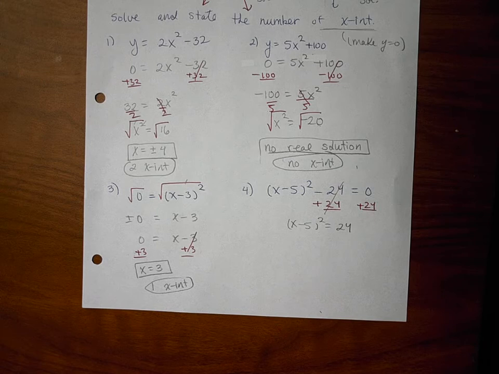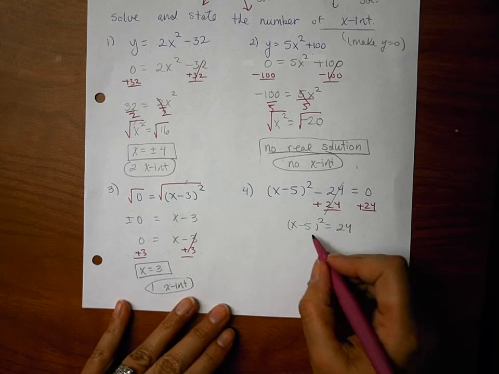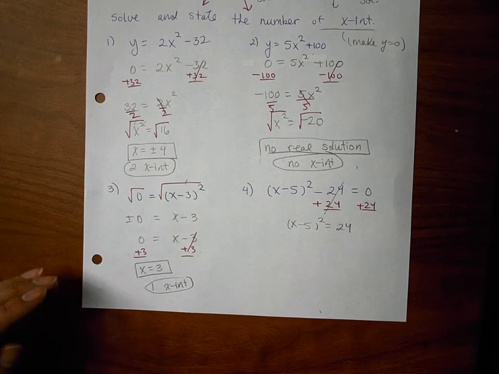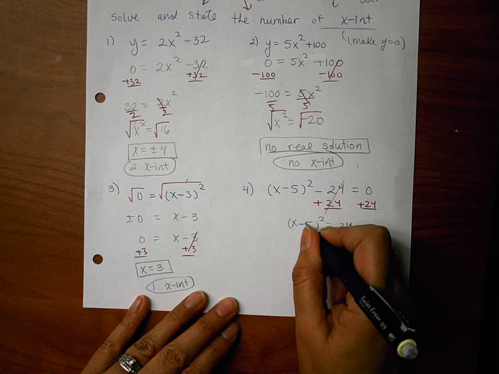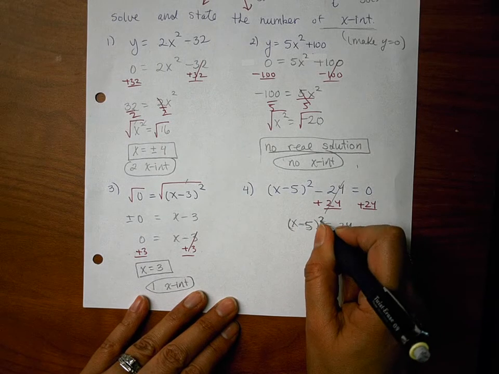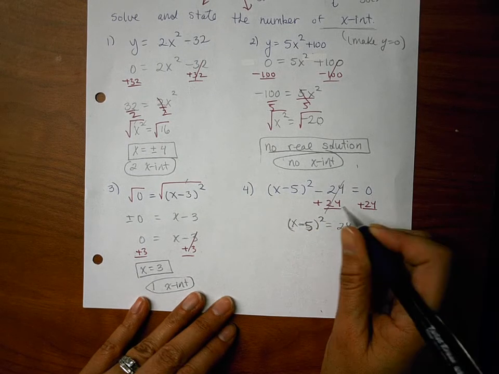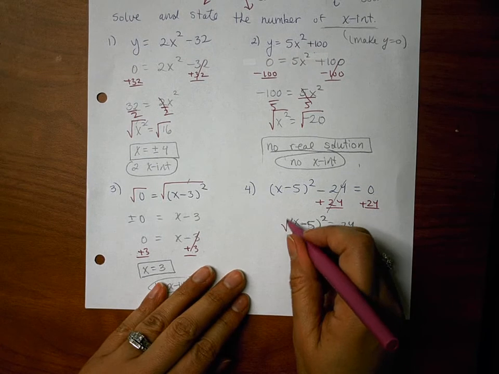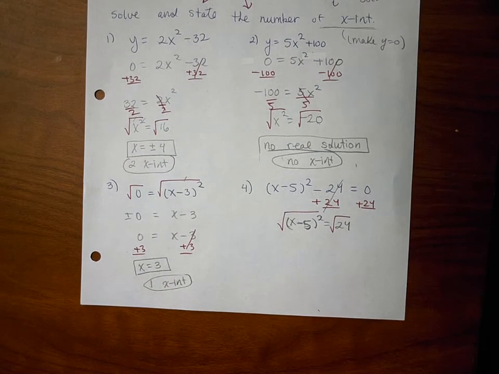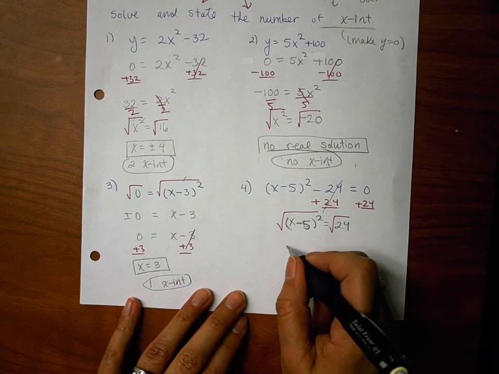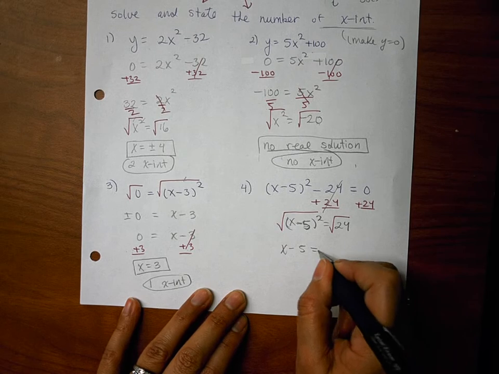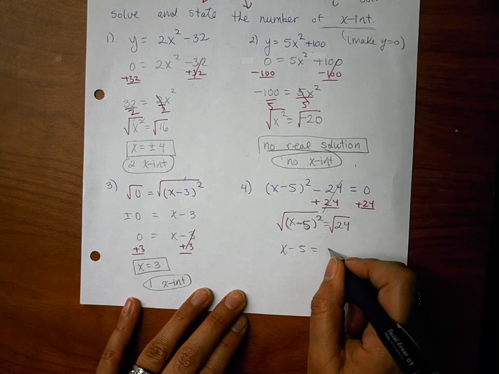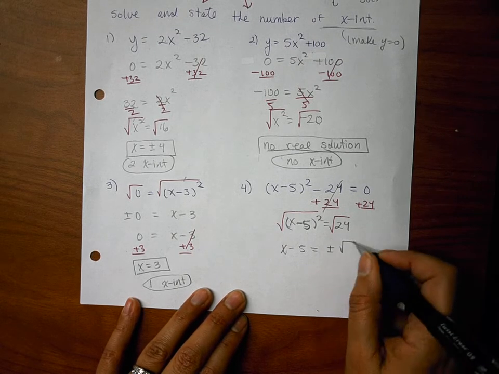And then we square root both sides. Why? Because I cannot add the 5 because it is trapped inside the parentheses, and what's keeping it trapped is the squared. And how do I undo a squared? With a square root. Okay, x minus 5 equals plus or minus the square root of 24.